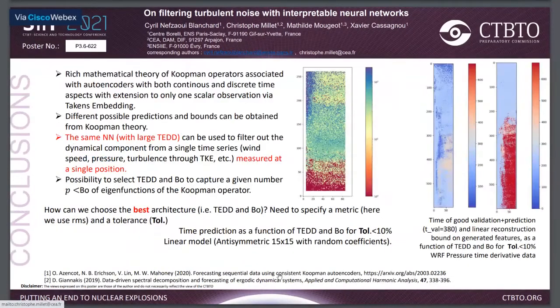And finally, the goal of our study is to determine the best architecture for our network. And there are two main hyperparameters. One parameter is an embedding dimension, named TED, and the other named bottleneck, which is the maximal number of learnable Koopman eigenfunctions. And we see clearly that the performance of the network is fully interpretable thanks to Koopman operator theory. Thank you for your attention.